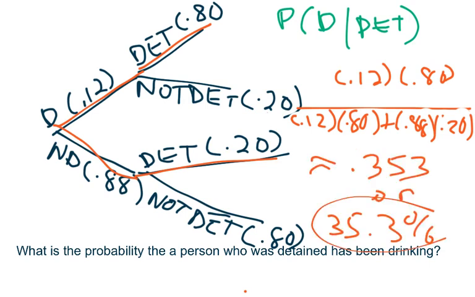Working out this probability, drinking and detained divided by the sum of drinking and detained plus not drinking and detained gives us 0.353, or about 35.3%.